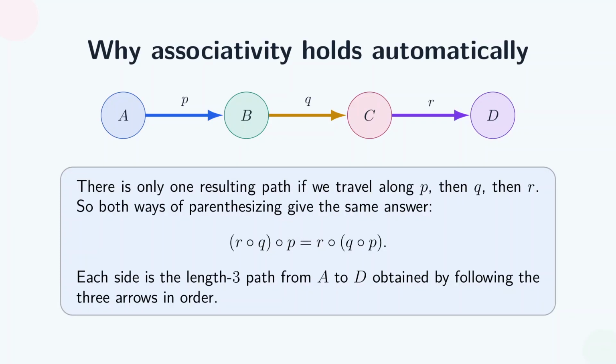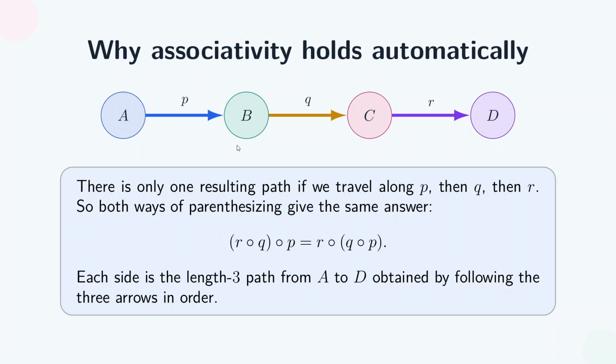Now we come to one of the most important properties in category theory, associativity. At first, that word may sound heavy, but here the idea is wonderfully simple. Suppose we have 3 arrows in a row. First P, then Q, then R. So we travel from A to B using P, from B to C using Q, and from C to D using R. Now there are 2 ways to think about combining them.